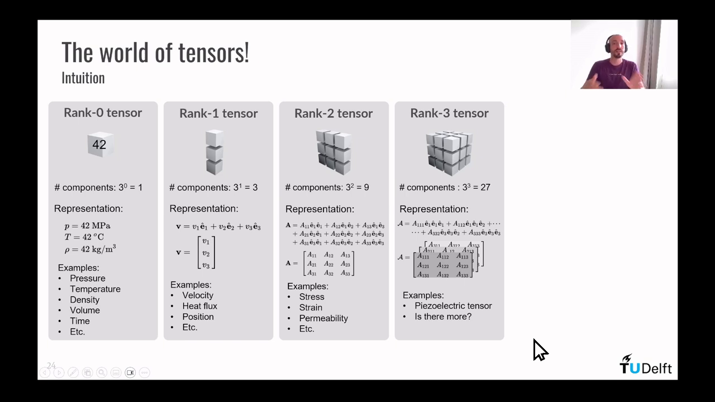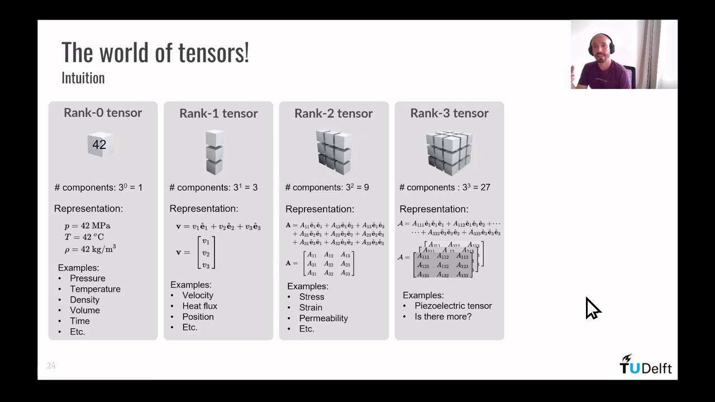We can think of it as a series of matrices, one behind the other, and a possible representation is like this. So each component is associated to 3 directions. For example, this one is associated to direction E hat 1, E hat 1, E hat 3, E hat 2. Each component is associated to 3 directions. One example of a physical quantity that can be represented by a rank 3 tensor is the piezoelectric tensor.